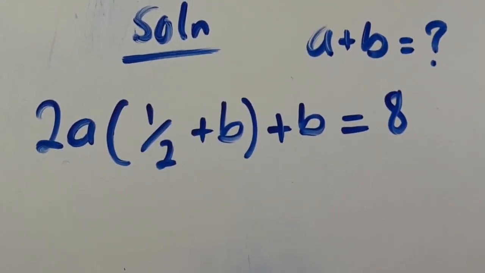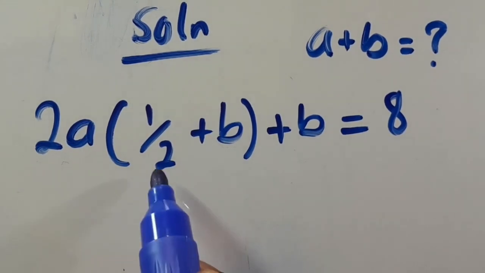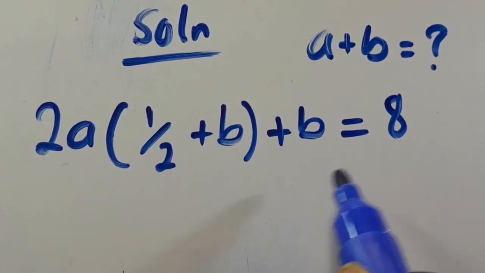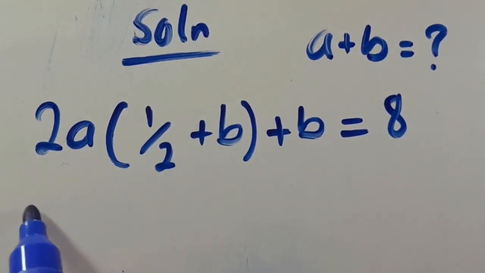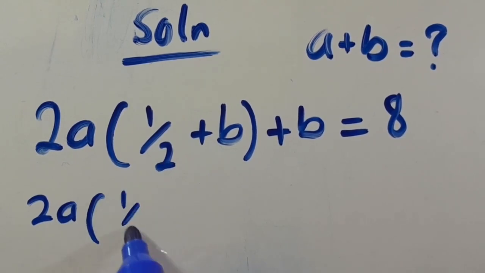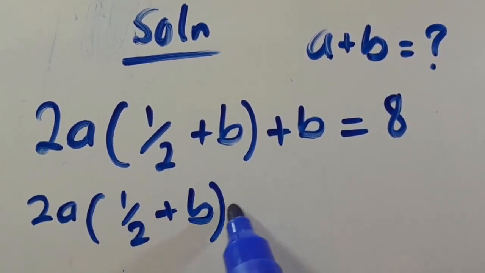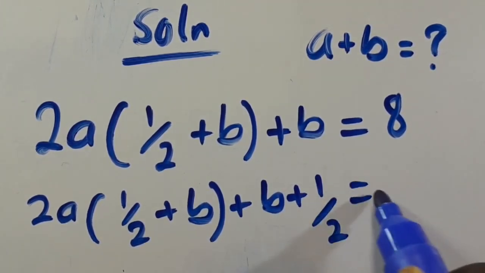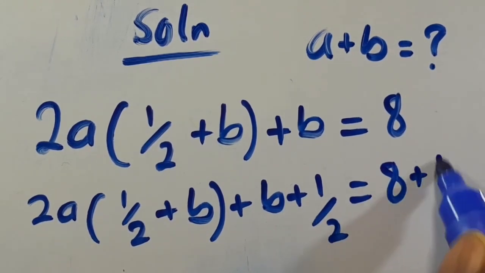Then from here, let's add. We want to make sure that what we have here is equivalent to what we have here, so we can factor them out. Let's add 1 divided by 2 to both sides. So we have 2a into 1 divided by 2 plus b, plus this b plus 1 divided by 2 equals 8 plus 1 divided by 2.